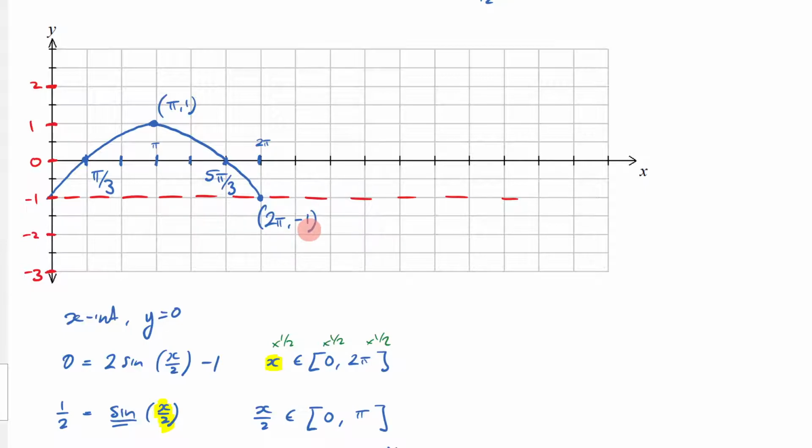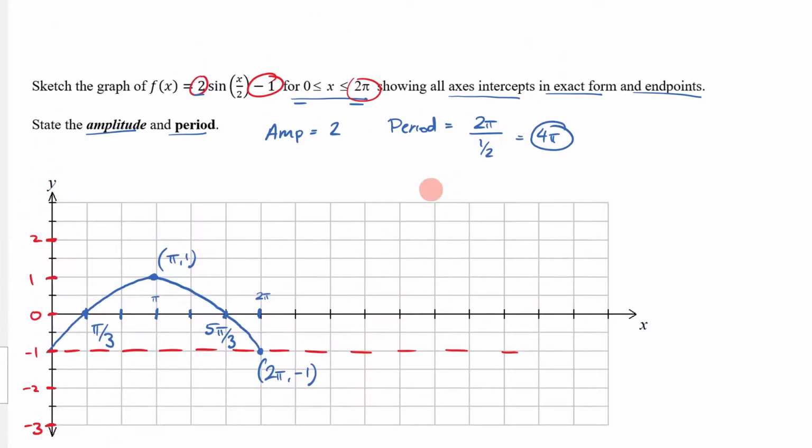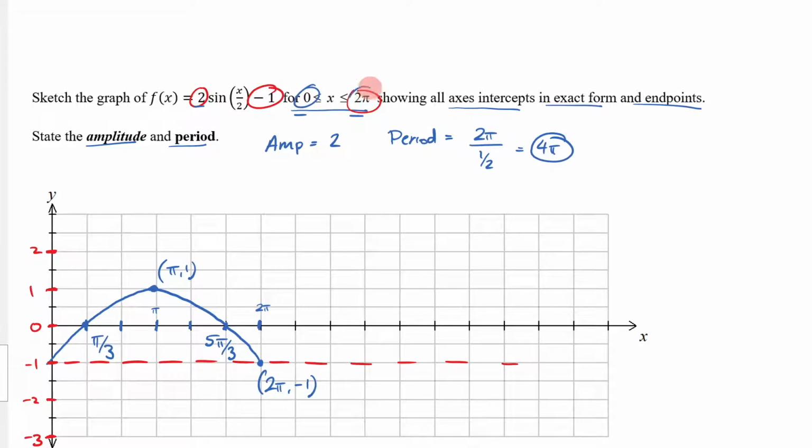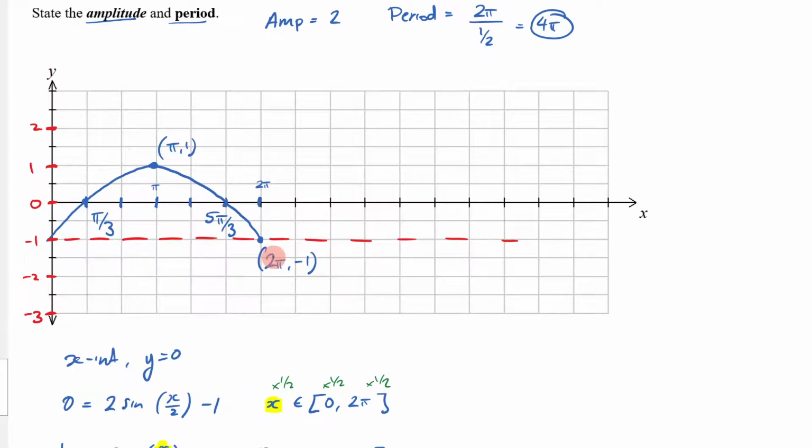And that's it. So as you can see, because we've got this restricted domain, my domain is from 0 to 2 pi. We're stopping here. I don't continue along. So I'm not getting that full sine curve because I'm only considering this part right here. So I've just got pi on 3, 5 pi on 3. I've labeled my endpoints. Let's label this point as well. Let's call this 0, negative 1, just to be safe.